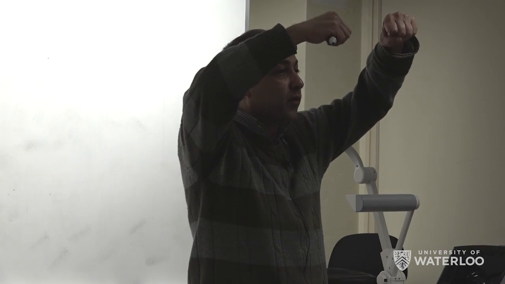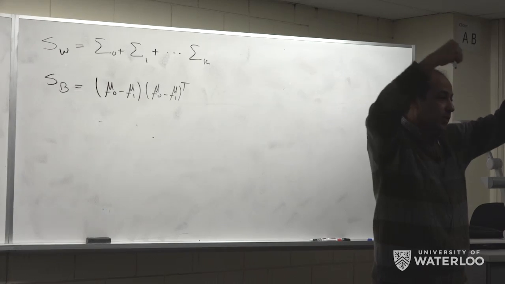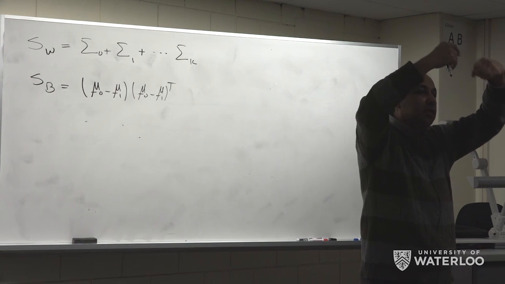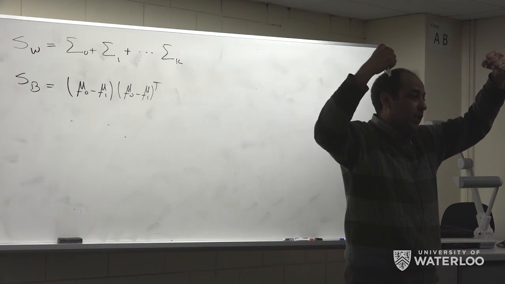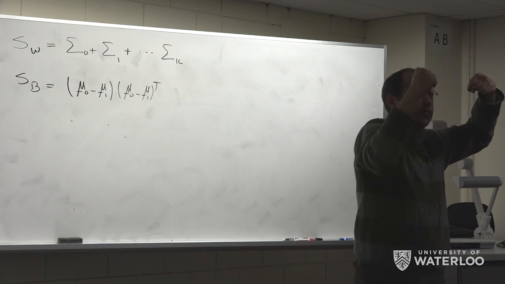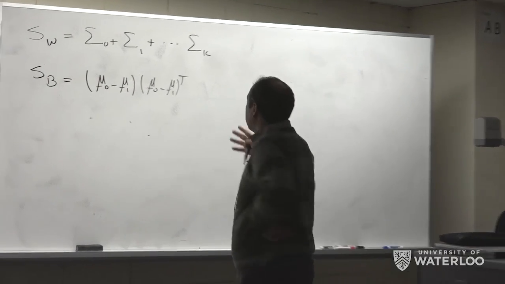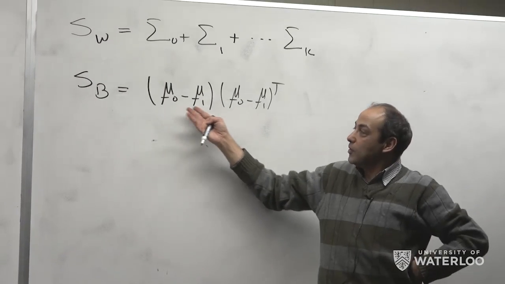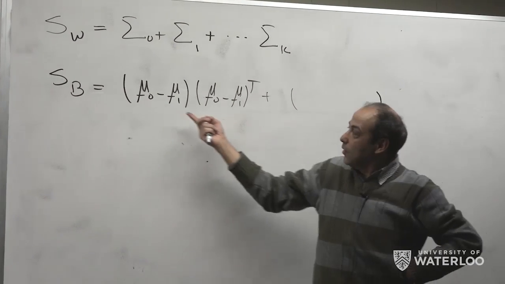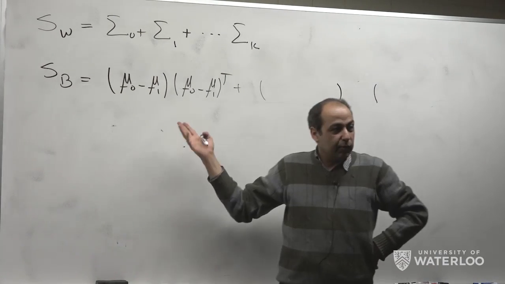In two classes, I wanted the distance between the projected points of this class and this class to be maximum, right? I have 3 classes. I have to make sure the distance between projected points in these two classes is maximum, between this class and that class is maximum, and between this class and that class is maximum. So I need to add 2 terms here. That's between mu0 and mu1. I have to add some terms for mu0 and mu2, and some terms for mu2 and mu1.